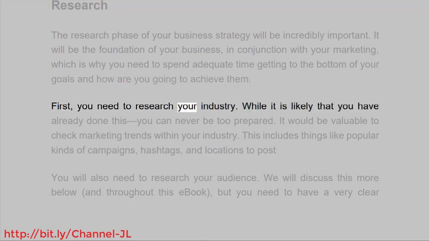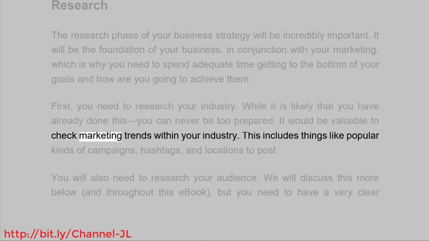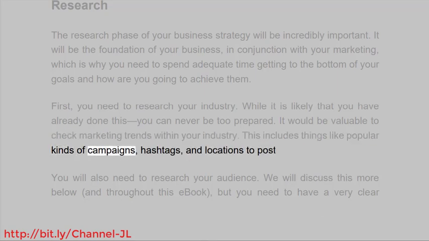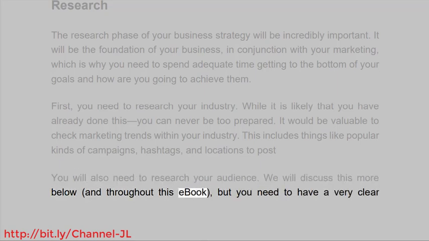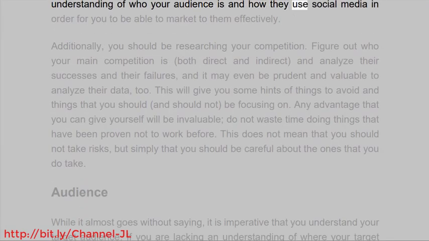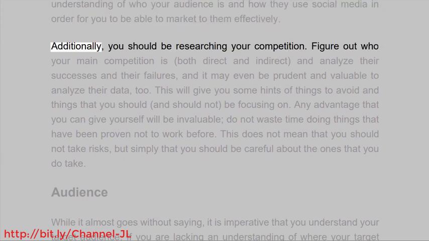First, you need to research your industry. While it is likely that you have already done this, you can never be too prepared. It would be valuable to check marketing trends within your industry. This includes things like popular kinds of campaigns, hashtags, and locations to post. You will also need to research your audience. We will discuss this more below, and throughout this ebook, but you need to have a very clear understanding of who your audience is and how they use social media in order for you to be able to market to them effectively.